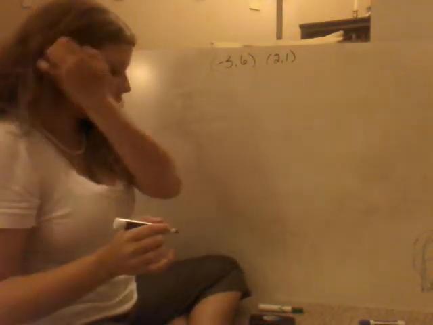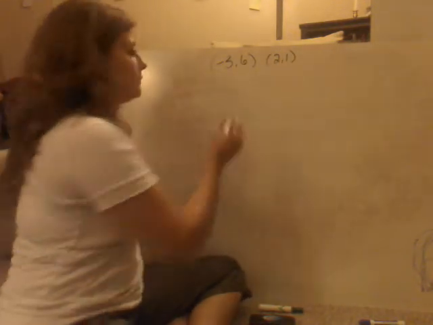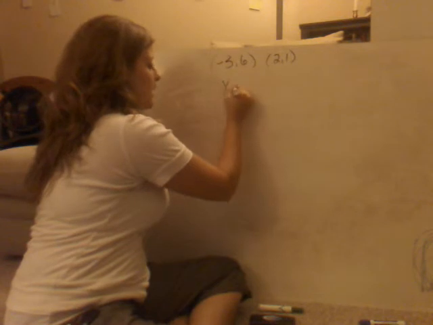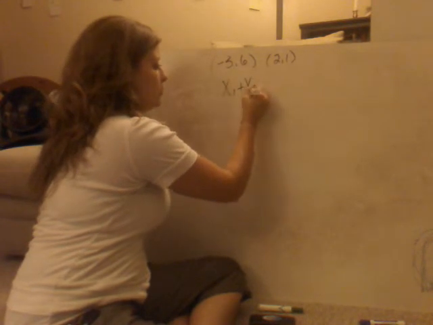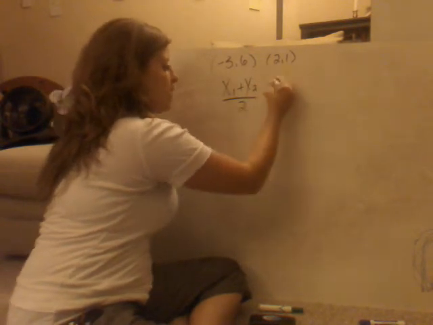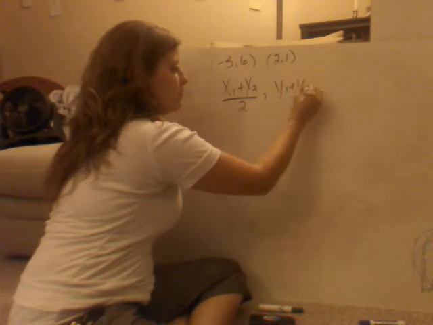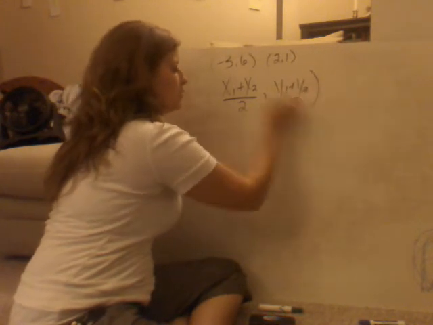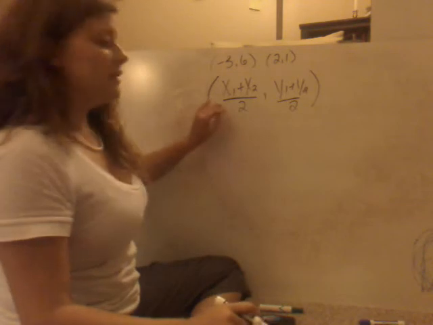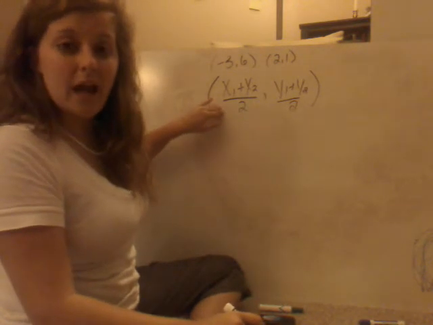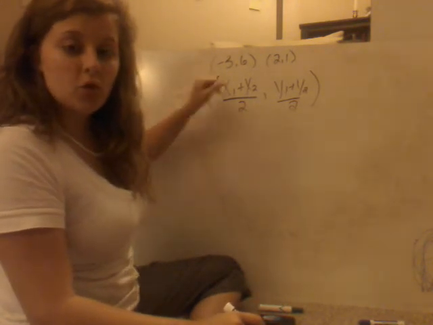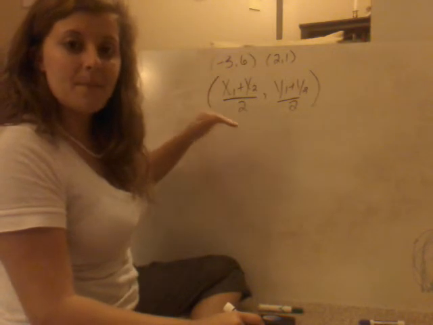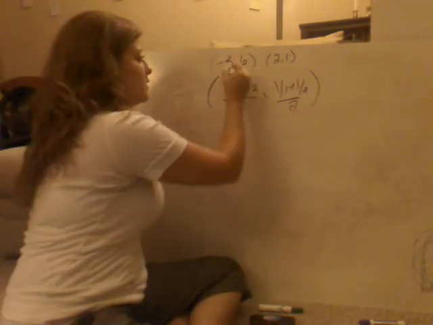And I said for number 27 to find the midpoint. So remember, the midpoint is x1 plus x2 divided by 2, y1 plus y2 divided by 2. Now I'm finding the midpoint, so think middle, dividing in half, so I'm dividing by 2. Total points divided by 2. I'm finding that middle point. So all I have to do is plug it in.